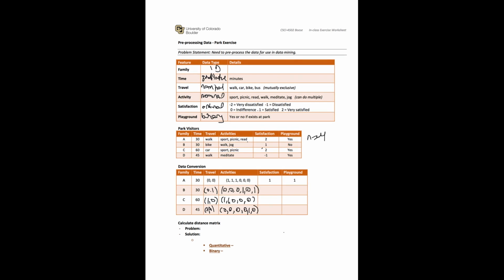Okay, then for satisfaction, we have values from -2 to +2. What we want to do now is essentially normalize them into values between 0 and 1. The first one was 2, which is a perfectly satisfied person. And so that's going to end up being a 1 because we just want it to be between the values 0 and 1.